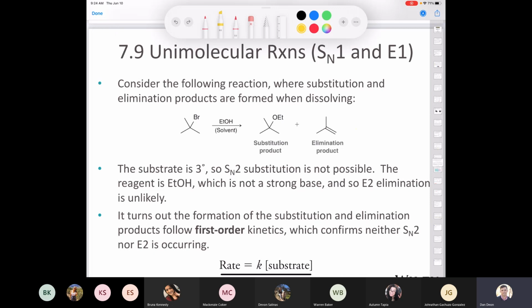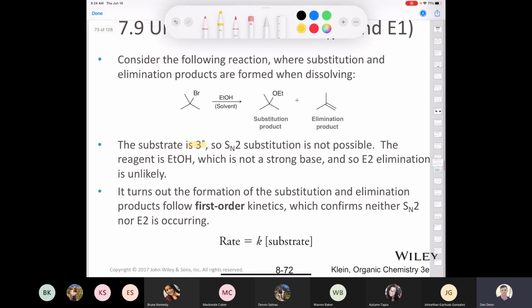Now, what's different here from what we saw in SN2 reactions, in E2 reactions rather, was that we have a tertiary substrate, right? When we talked about SN2 reactions, we never talked about tertiary substrates. We always talked about methyl substrates and primary substrates. So just reading off the slide, it says, since the substrate is tertiary, SN2 is impossible. Can't happen. Also, the reagent is ethanol, which is not a strong base. So E2 is probably not going to happen.